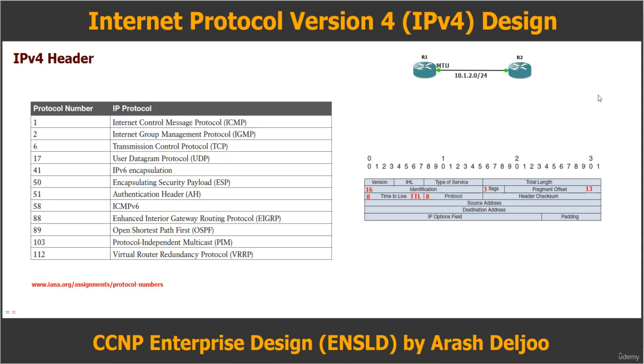IPv6 encapsulation is using 41, and then ESP, or Encapsulating Security Payload, is using the protocol number of 50. Authentication Header, or AH, is using the protocol number of 51. ICMP version 6 is using 58. EIGRP, or Enhanced Interior Gateway Routing Protocol, is using 88. Open Shortest Path First, or OSPF, is using 89. Protocol Independent Multicast, or PIM, is using 103. And finally, Virtual Router Redundancy Protocol, or VRRP, is using 112.